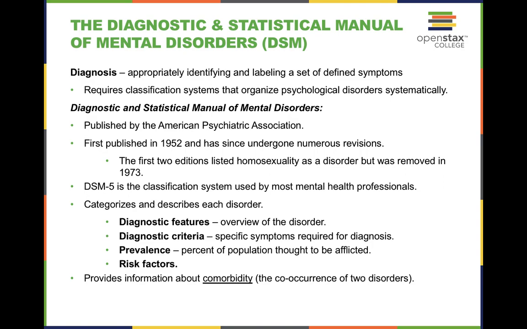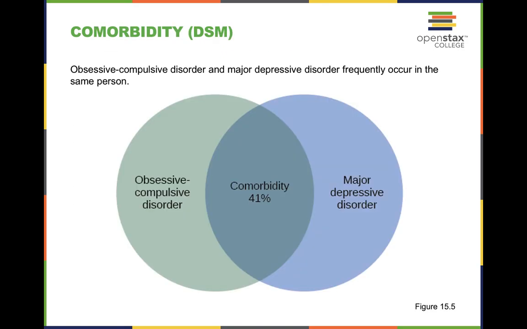Now, up at the very top, a diagnosis, this is important to define as well, is the appropriate identifying and labeling of a set of defined symptoms. Okay, so it requires classification systems that organize psychological disorders systematically. And as I just mentioned, comorbidity, again, the co-occurrence of 2 or more disorders. Commonly what is seen is that individuals who have obsessive compulsive disorder, there's a 41% chance that they also share in experiencing major depressive disorder. Okay, so there's a little bit of overlap with those two.